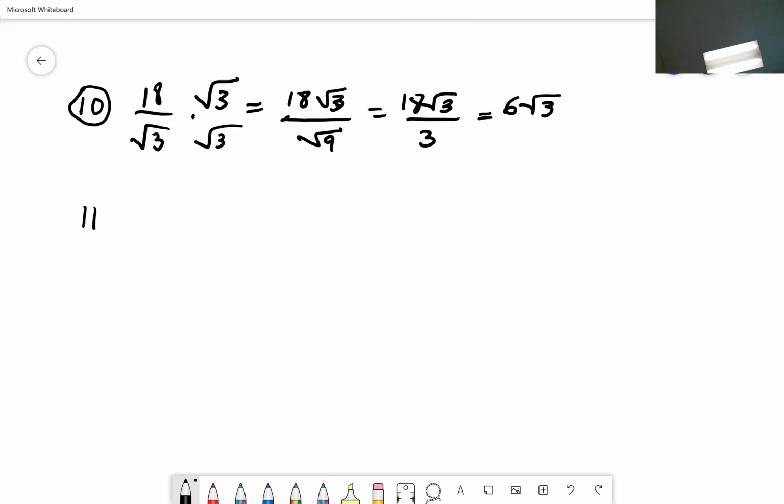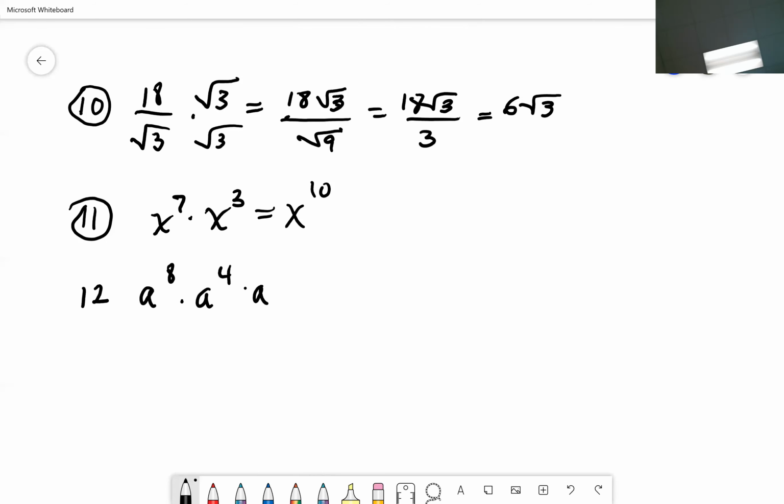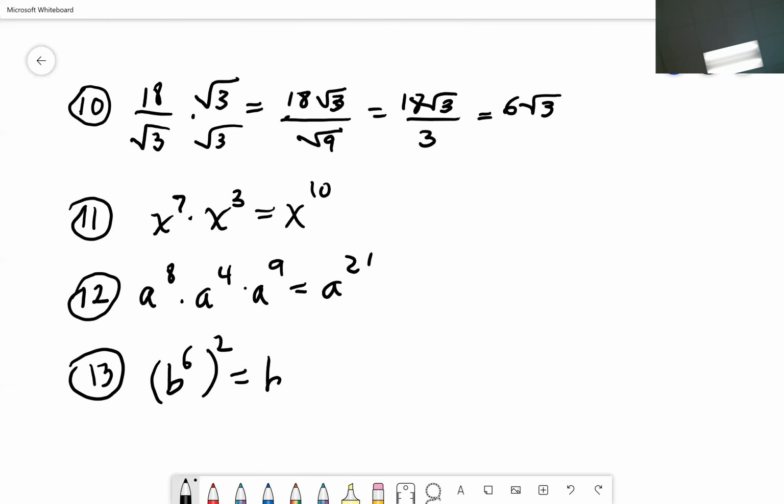So number 11, x to the 7 times x to the 3rd. Well, that's x to the 10th. Number 12, a to the 8th times a to the 4th times a to the 9th. Well, that's a to the 21st. You add all the exponents, they have the same base. Number 13, b to the 6th in parentheses squared is b to the 12th. We should know that.